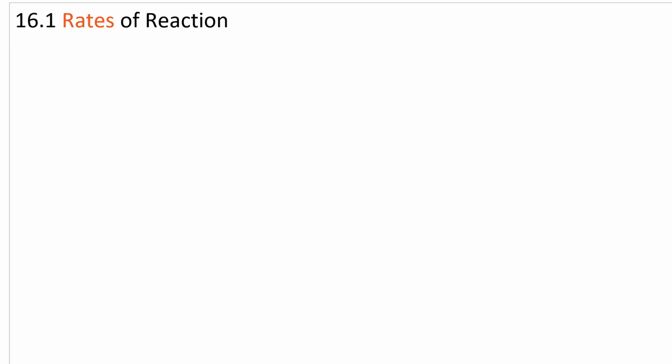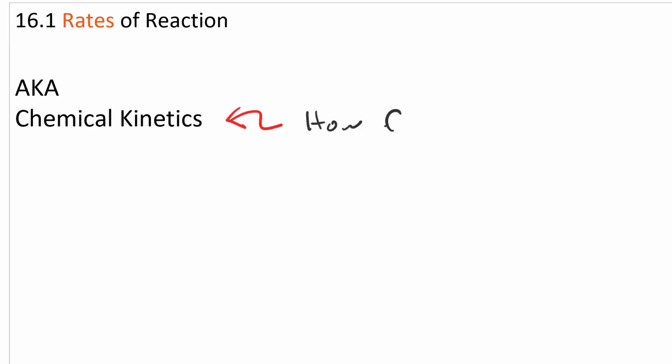Rates of reaction, also known as chemical kinetics, which includes not only how fast reactions go, but also the pathway that a reaction takes.